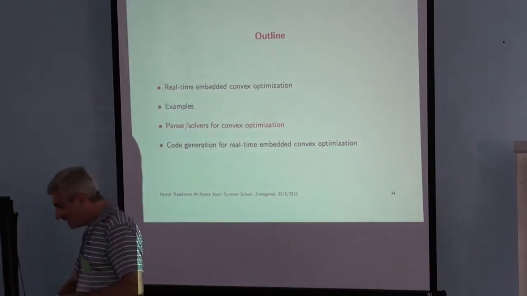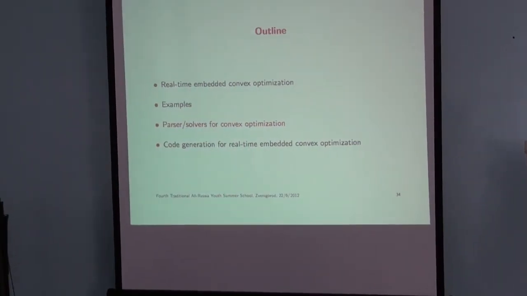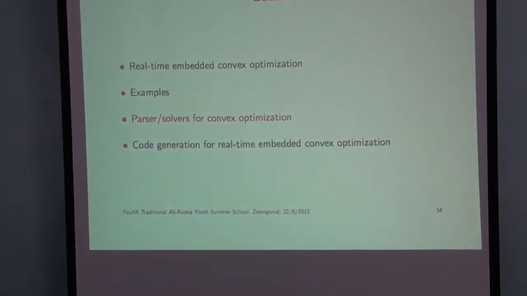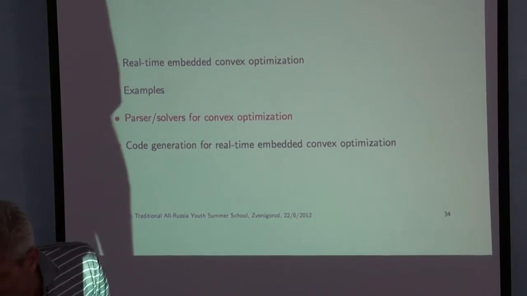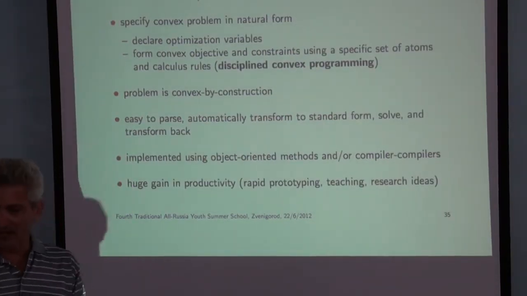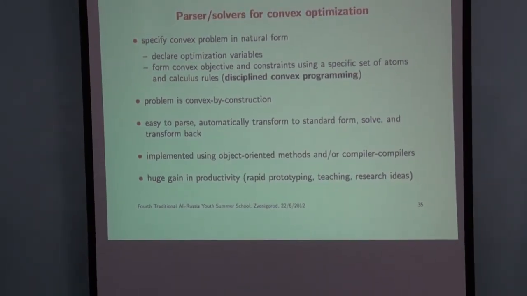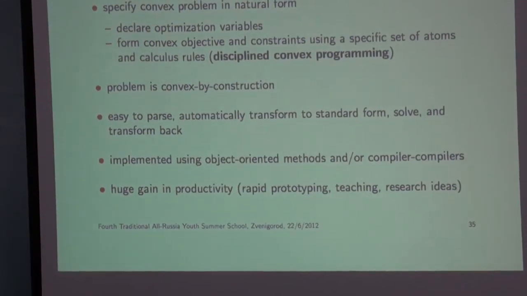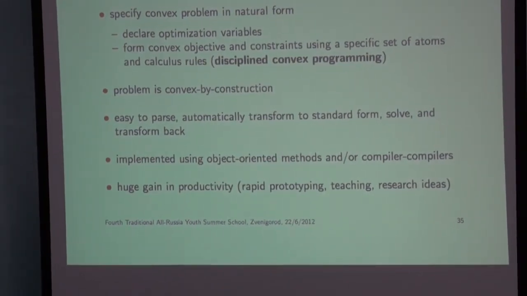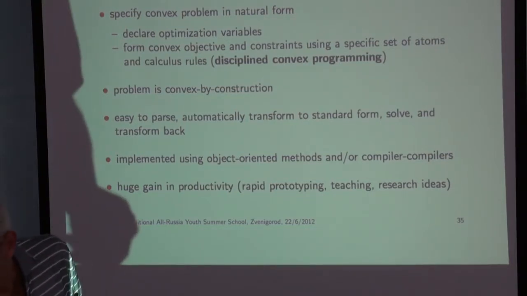Okay. So last time, yesterday, I talked about parser-solvers actually. So I'll go over that very quickly. And in fact, I think you've already seen most of this. But the idea is you write a problem in a natural form. And then what happens is if you follow rules which come directly from convex analysis, so very simple, if you follow these rules, then it's easy to parse a problem like that, transform to standard form and solve, right? And you get a huge gain in productivity. And then these are implemented using object-oriented methods. The earlier versions were done using compilers, like YACC, Bison.